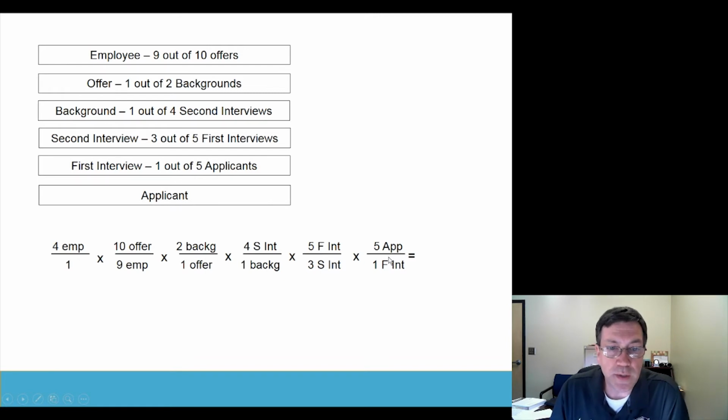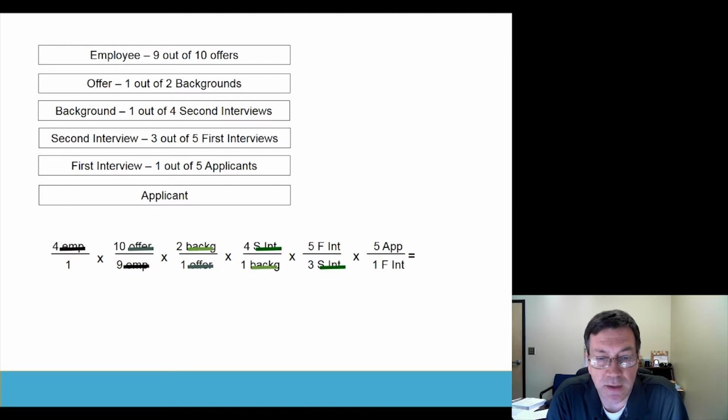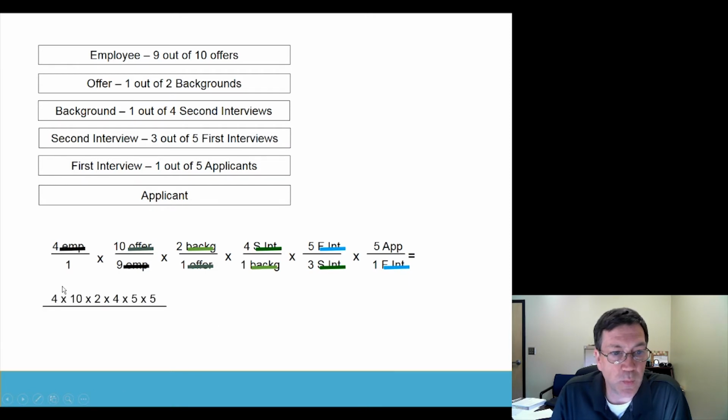Now, what we do is we go through and we eliminate the common things. The employees cancel out, offers cancel out, backgrounds cancel out, second interviews cancel out, and first interviews cancel out. And we're going to end up, after doing all this math, with some number of applicants. What does that math look like? Well, it's 4 times 10 times 2 times 4 times 5 times 5. That's this. Over 1 times 9 times 1 times 1 times 3 times 1. So that is the mathematical relationship. After we cancel out the words, we just look at the numbers going across.